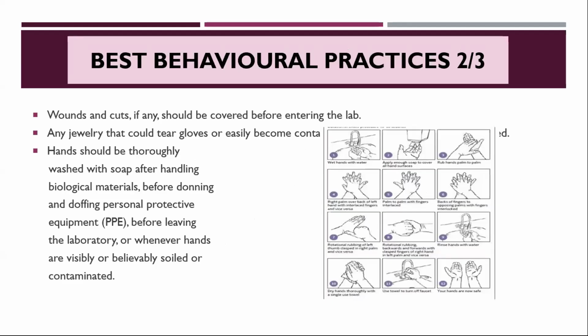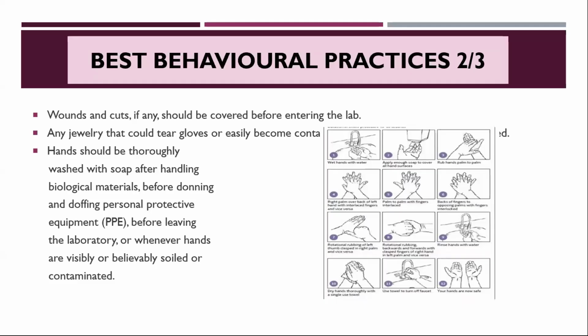And most important is hands should be washed with soap. There are 5 moments of hand hygiene when we are handling patients. In the lab, when we are handling samples, we should wash with soap and water after handling biological materials, before donning and doffing the PPE, before leaving the laboratory, or whenever hands are visibly or believably soiled or contaminated. अगर आपके हाथ पे कुछ आपको लग रहा है कि कुछ सैंपल गिर गया है या ग्लव आपका फट गया है, उसमें से सैंपल गिर गया है, then again you need to wash your hands.